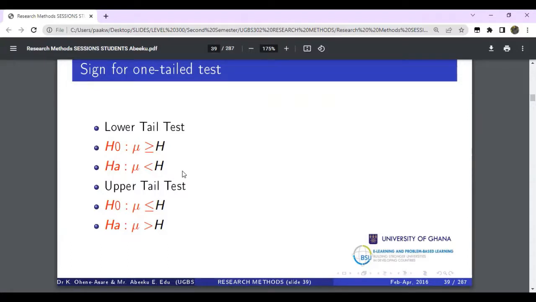So for a lower tail test, when your null hypothesis is such that mu is greater than or equal to something, and your alternate is only less than something, that one becomes a lower tail test. For an upper tail test, when our H0 is less than or equal to something, and our HA is only greater than something, then we see it as an upper tail test. But the moment we see it to be the equal sign, then it's a two-tail test.